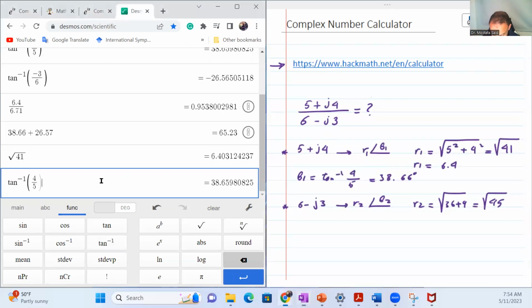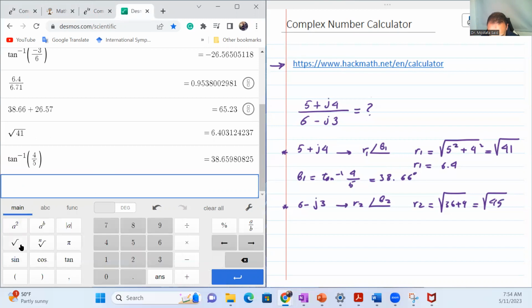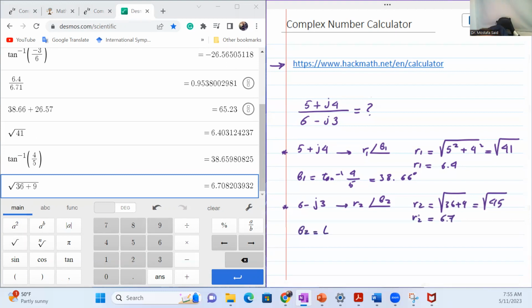You can do this here too. You don't have to add it in yourself, if you're really afraid of making any mistake. So we can say 36 plus 9, which is 45, and the square root of that is 6.7. So R2 is 6.7. How about theta 2? So it's tan minus 1.